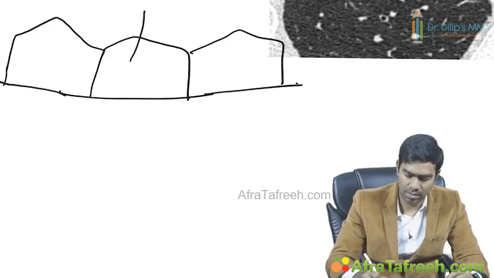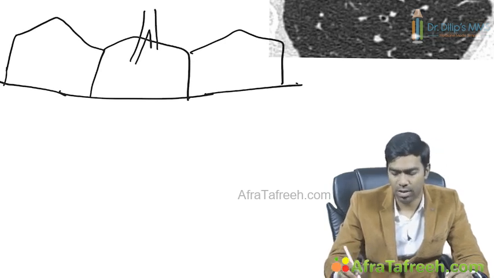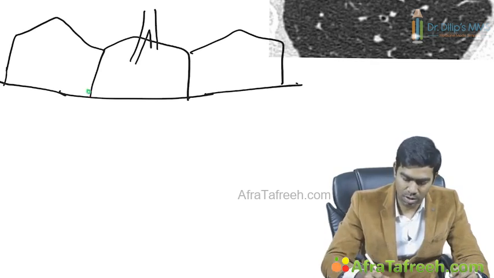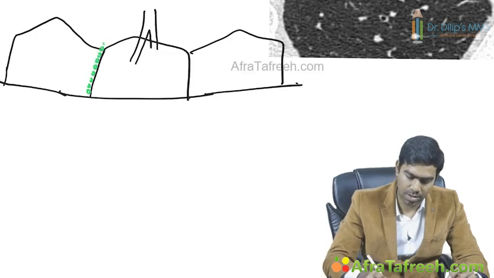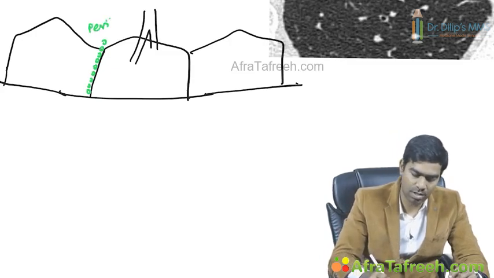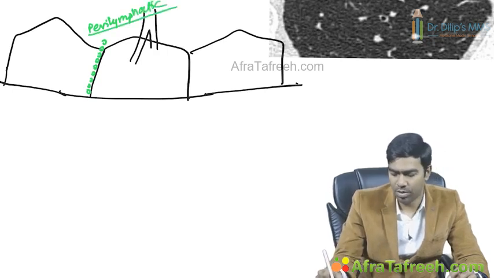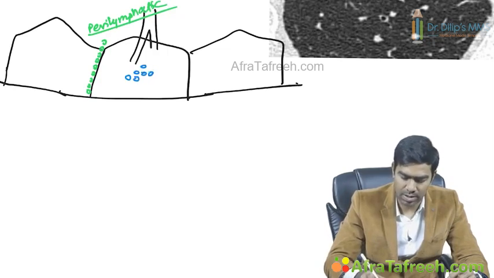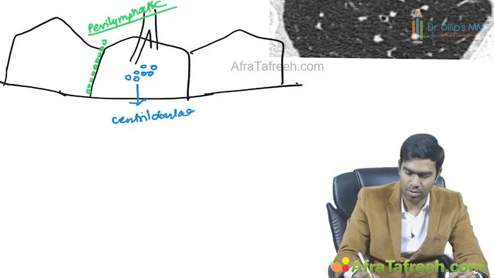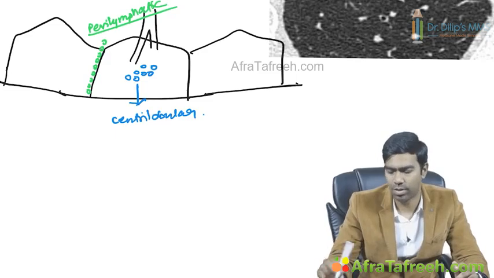You have a bronchus here. You have a lobular bronchus or lobular bronchiole. Suppose you have a nodular distribution along this septum. Because your lymph vessels are going to pass along the interlobular septum, this type of nodular distribution is what we call a perilymphatic distribution. Suppose your nodular distribution is present in the center of the secondary pulmonary lobule, this is what we call a centrilobular nodular distribution.